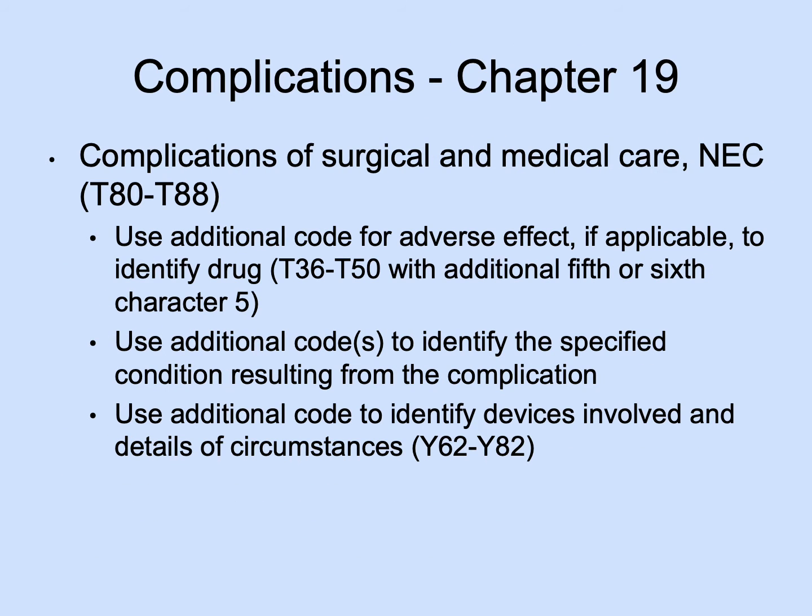So the complication codes in Chapter 19 are T80 to T88. Now, all of these codes have these notes. Use additional code for adverse effect if applicable to identified drug. If there's a drug involved that's causing the complication, T36 to T50 with additional fifth or sixth character 5. Use additional code to identify the specific condition resulting from the complication, and then use additional code to identify devices involved and details of the circumstances. So all of these in T80 to T88 have these notes.